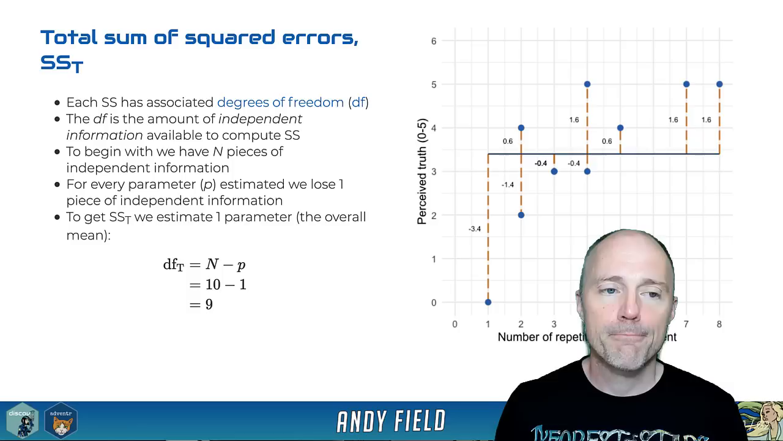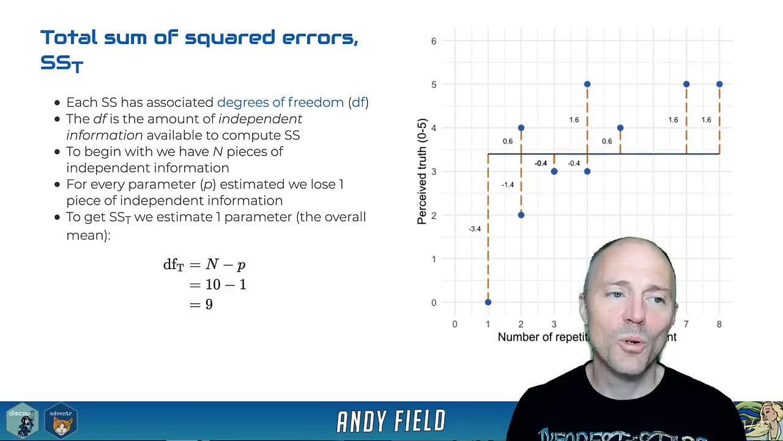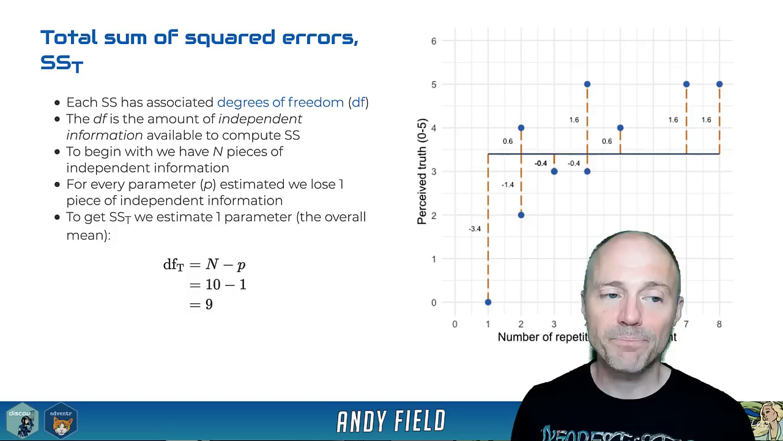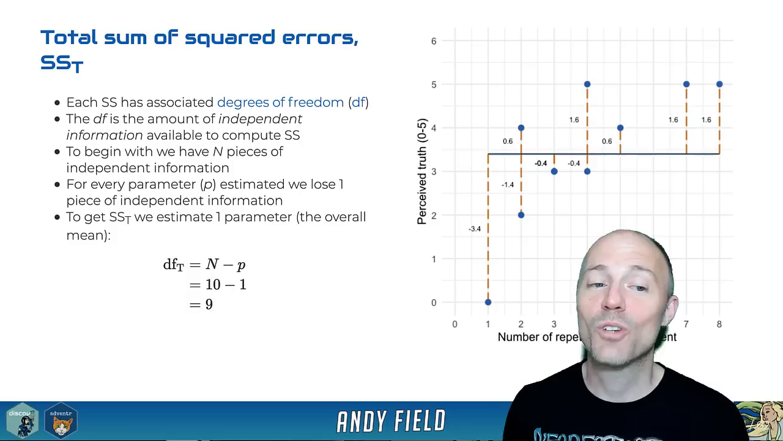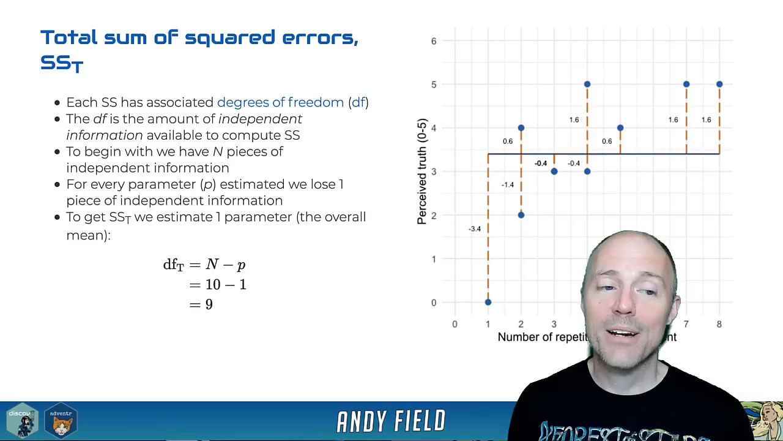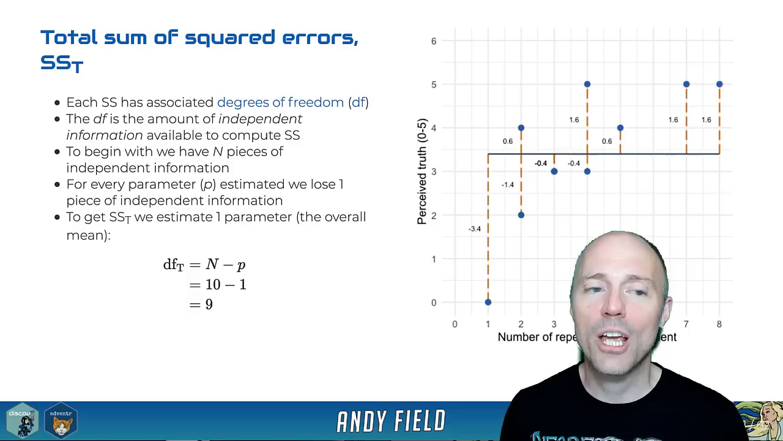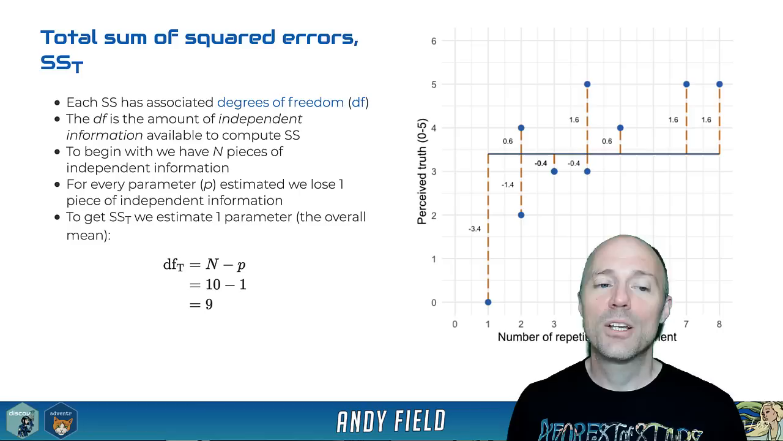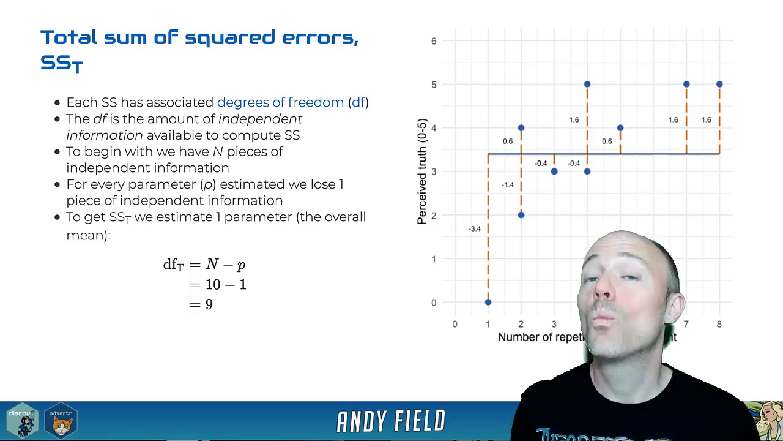Now this has an associated degrees of freedom. We talked about this before. We will want to balance this sum of squares out for the number of scores that have been used to calculate it. To begin with, we have n pieces of independent information. We've got n scores, which is 10. For every parameter we estimate, we lose one piece of independent information. When we're looking at the total sum of squares, we're estimating one parameter, the mean perceived truth. So for SST, because we estimate one parameter, our degrees of freedom become 10 minus 1, or 9. We're going to use this score later.